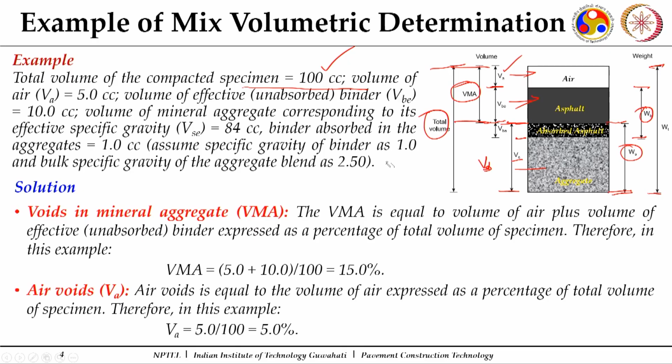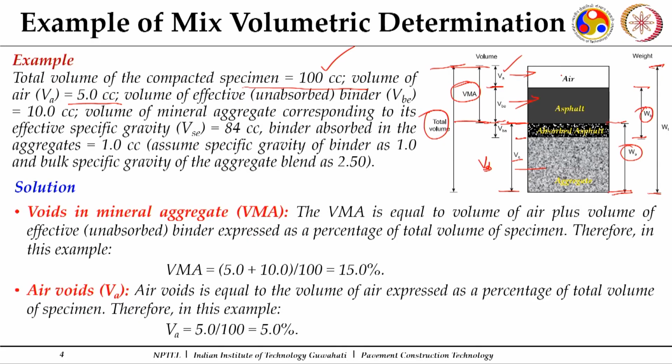So, here I have taken an arbitrary number: let the volume of the specimen be 100 cc, out of which the volume of the air is 5 cc. To explain what VMA means, what VFB means, what air void content means, what percentage of binder absorbed means, what effective binder content means, all this I am trying to explain through this simple example. So, the volume of the air present in this 100 cc of the compacted specimen is 5 cc.